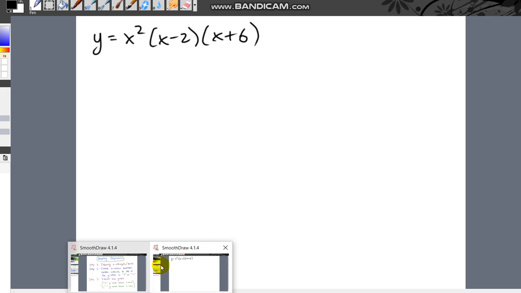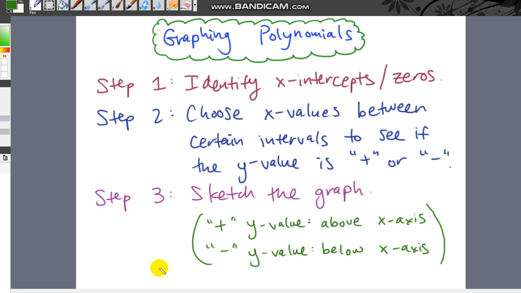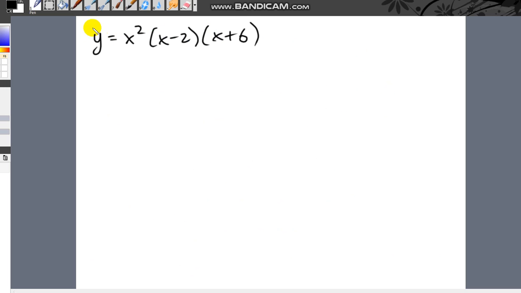Let's say I give you a function and you have to graph something like this: y equals x squared times x minus 2 times x plus 6. The first step is to identify any x-intercepts or zeros. One way we can do that is to set y equal to 0, which will tell us where our x-intercepts or zeros are.